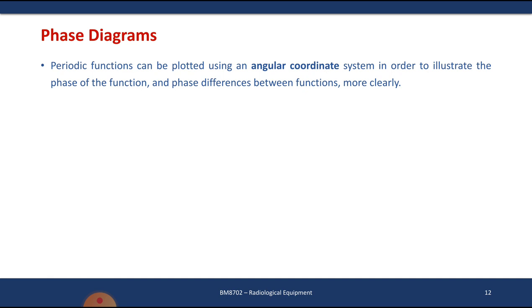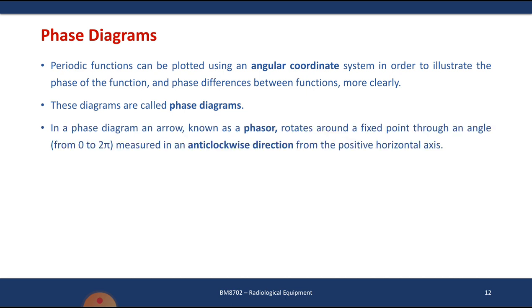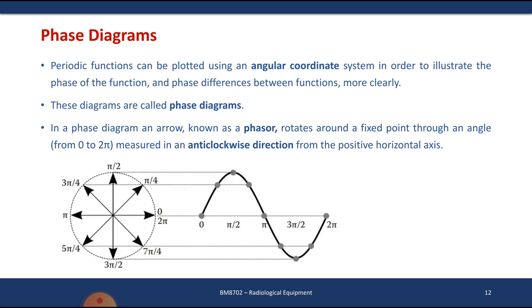Next one is the phase diagram. When you plot a periodic function in terms of an angular coordinate system, it is called a phase diagram. Why do we need to study this? We need to understand the phase difference between different functions, right? The phase diagram has an arrow called a phasor, which rotates around a fixed point, between 0 and 2 pi. Usually in a phasor diagram we rotate this phasor in an anti-clockwise direction.